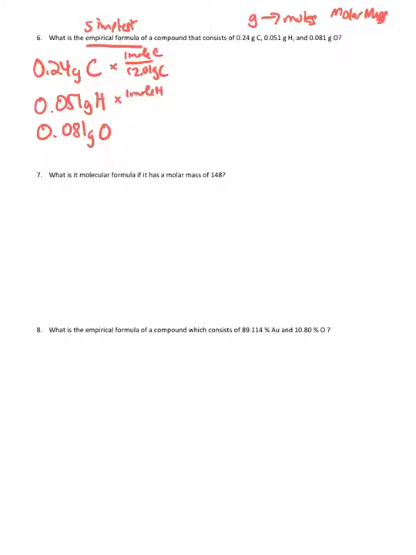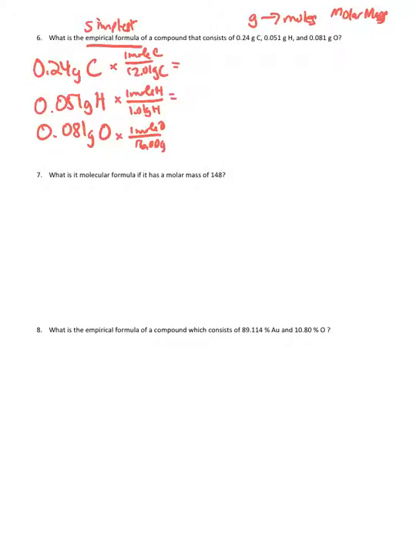So we got 0.24 grams of carbon and 0.051 grams of hydrogen and 0.081 grams of oxygen. And so a mole of carbon is 12.01 grams of carbon, and a mole of atomic hydrogen is 1.01 grams of hydrogen, and a mole of atomic oxygen is 16.00 grams. We got those off the periodic table.